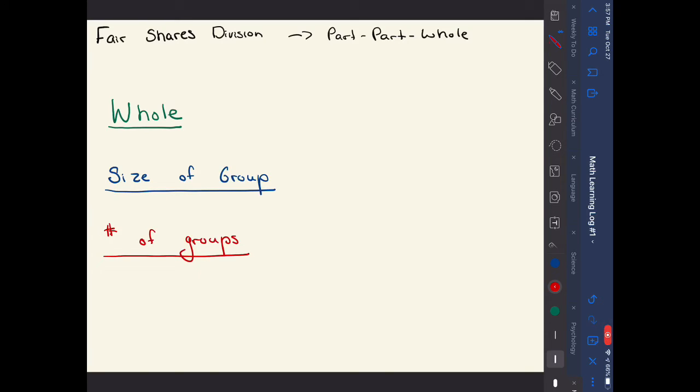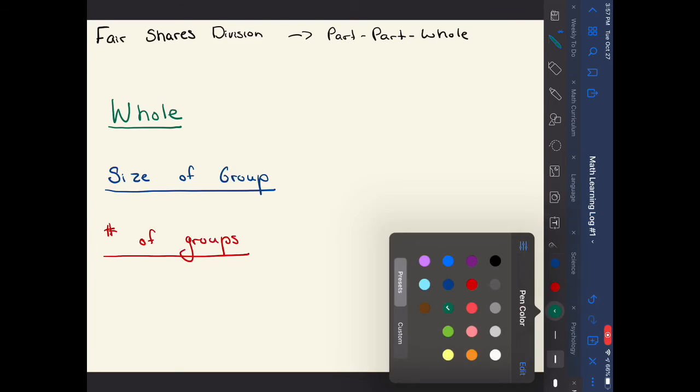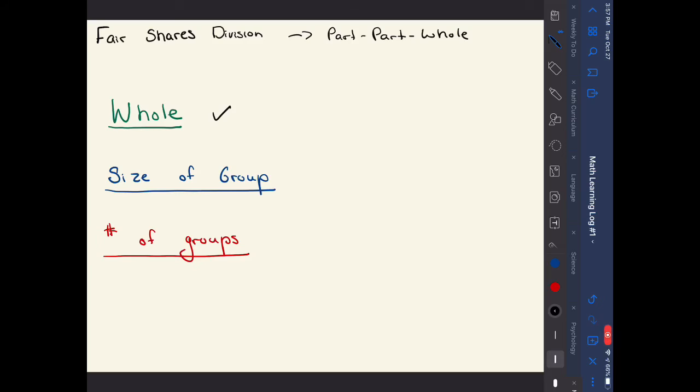In fair share division problems, they can be set up in 2 different ways. The first is where you have the whole of the group, the size of the group, and you're in need of finding the number of groups. The second way you may see the problem is opposite. You have the whole number and the number of groups, but you need to find the size of the groups.